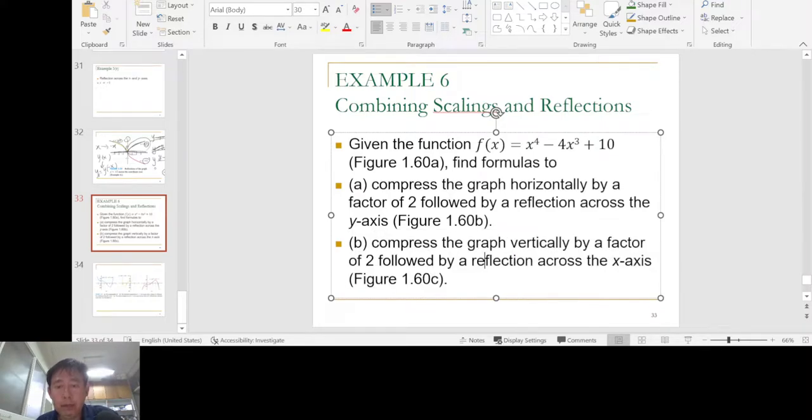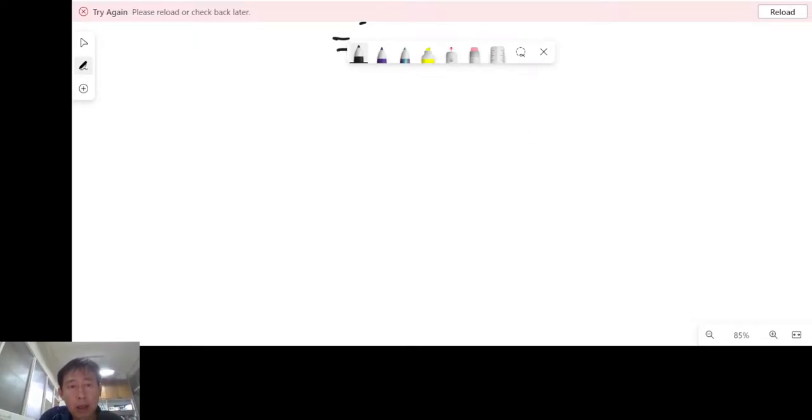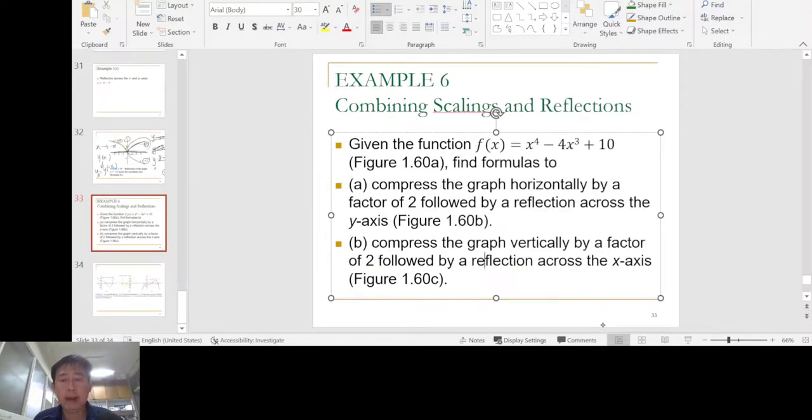So operation B is a slightly different operation where you have to compress the graph vertically by a factor of 2, then reflect it about the x-axis. So let us try to implement this in Mathematica. But before that, let us revise what is the operation that needs to be done to compress the graph vertically by a factor of k.